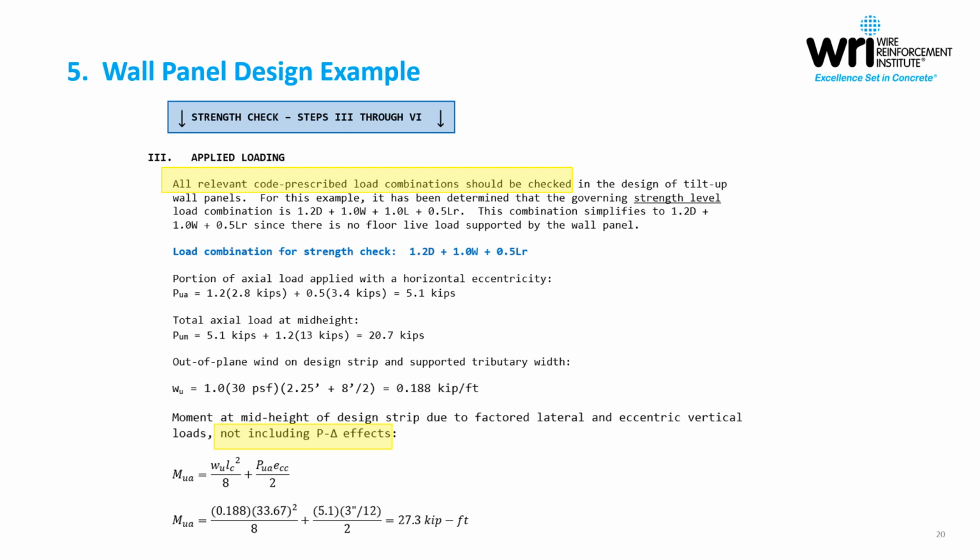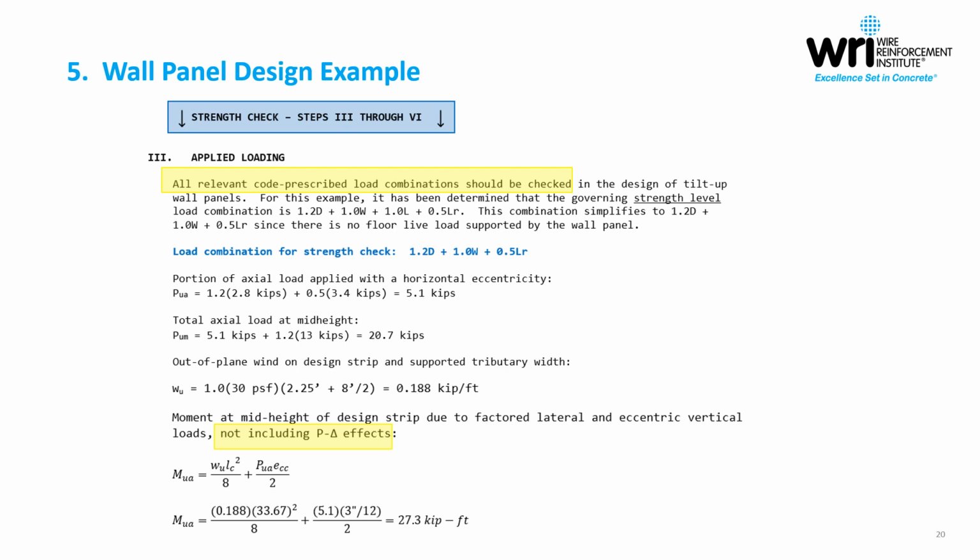So here in step 3, the load combination for our strength check that we are using is going to be 1.2 dead plus 1.0 wind plus 0.5 roof live. We move on to determine the portion of the axial load that is applied with a horizontal eccentricity, so that's P sub UA. You can see we've got the appropriate load factors there, 1.2 on dead and 0.5 on roof live, giving us 5.1 kips. The total axial load at mid-height simply captures the self-weight component of the wall, so that jumps obviously pretty significantly up to 20.7 kips.